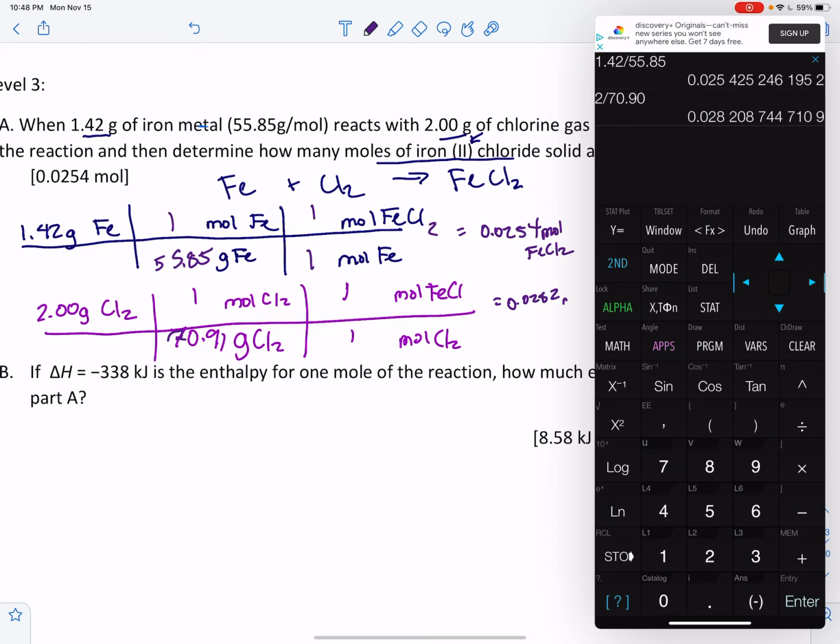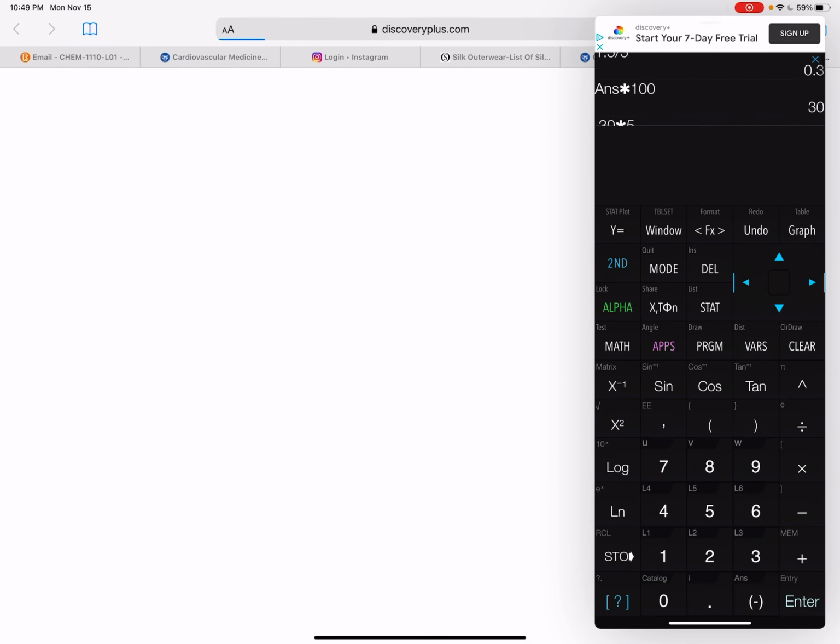0.0282. And if you remember from the last chapter, the way you tell something is limiting is it's the thing that makes the smaller amount, not the big amount. That's our limiting. So this top reaction's the real reaction that we want to have going on.